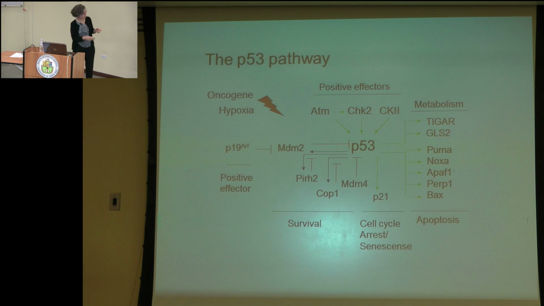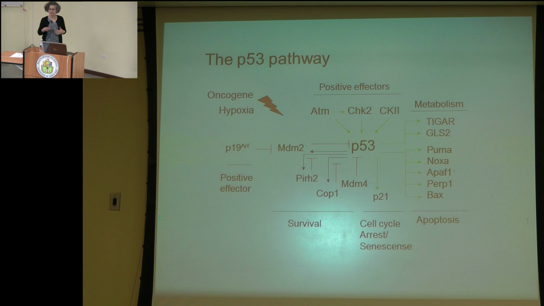Okay, so when p53 is initiating activation of p21, you get cell cycle arrest, senescence. When p53 is activating PUMA, NOXA, PERP, BAX, it's inducing apoptosis. But then when p53 induces MDM2, it's allowing survival because it's down-modulating its own levels. Okay, feel free to ask a question at any point during the lecture. Just raise your hand real high in case I don't see you.